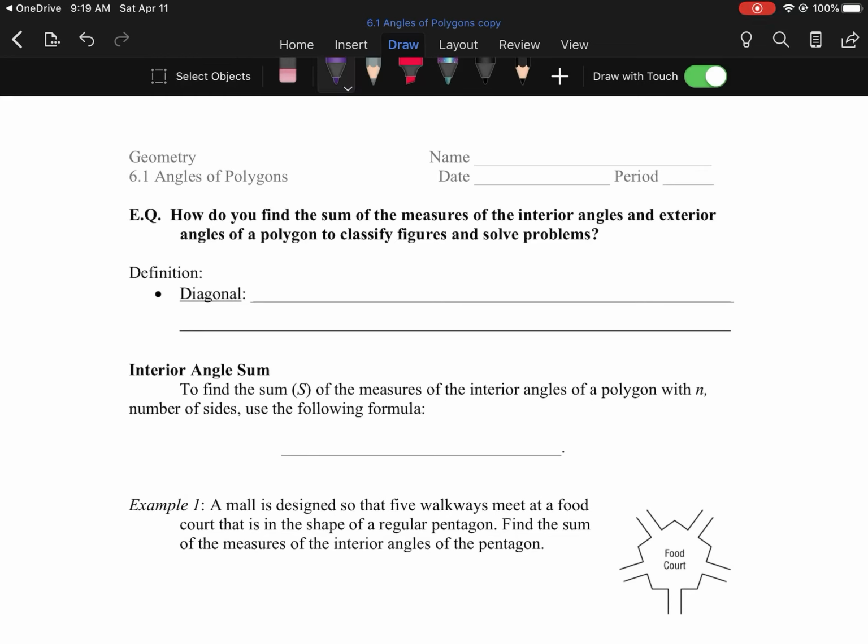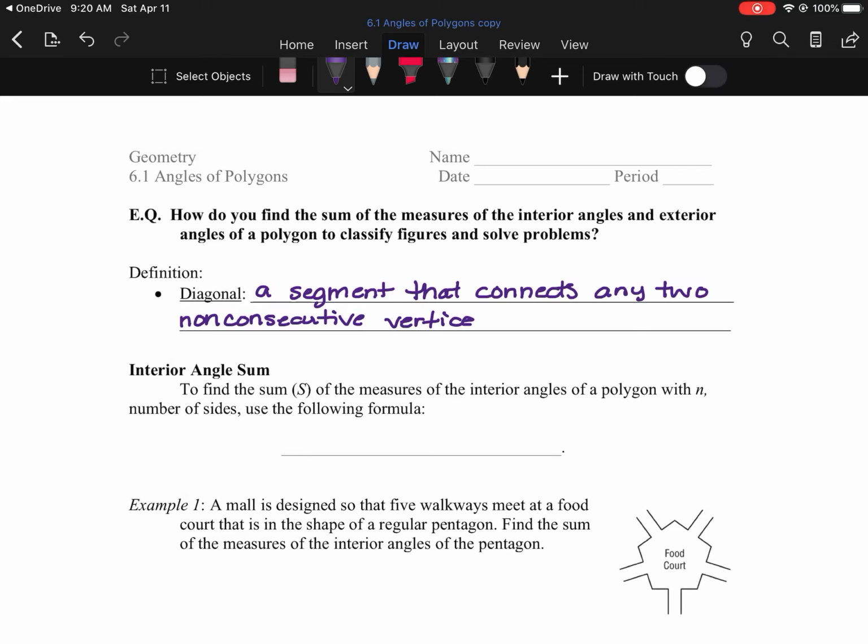First, we need to define what a diagonal is. It's a segment that connects any two non-consecutive vertices. All right, so it connects any two non-consecutive vertices. Consecutive vertices are ones that would be side by side.